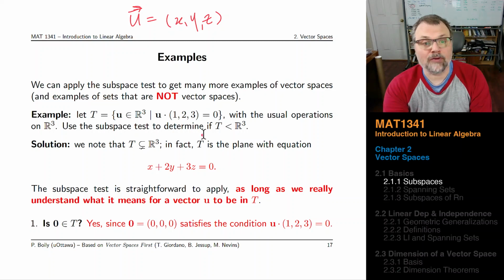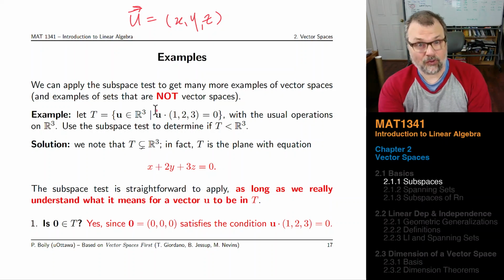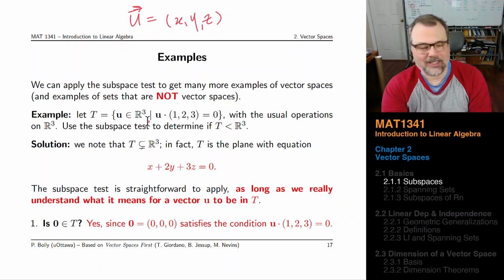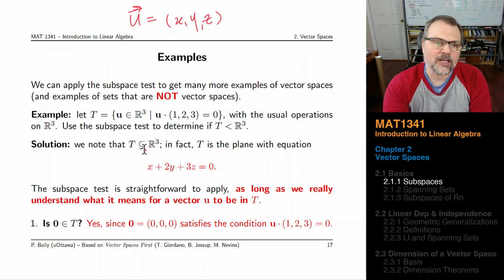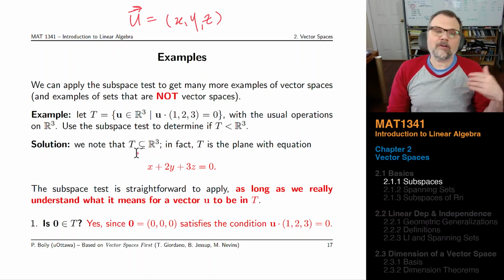Now that's not true of every vector in R3. There are vectors, such as for instance the vector (1, 2, 3) itself. If you do the inner product, or the dot product, of (1, 2, 3) with itself, you do not get 0. So T is not the entirety of R3. And this is what this little symbol says: T is a subset of R3, but it is not R3 in its entirety. There are things in R3 that are not in T.